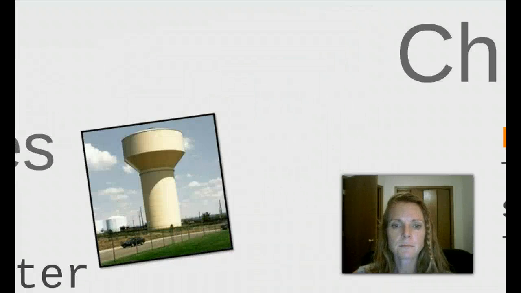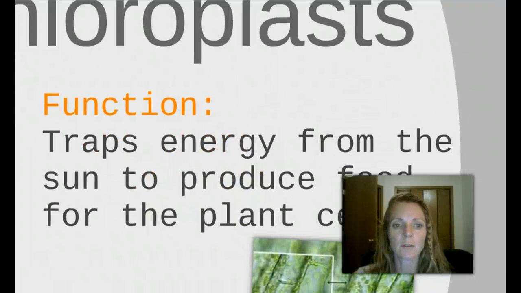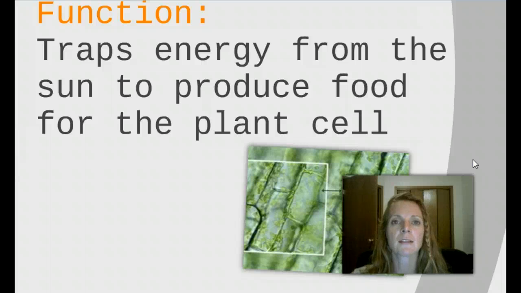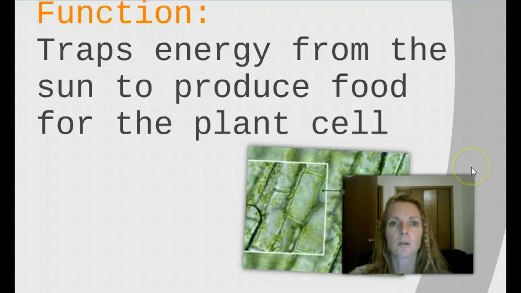Brilliant. Okay, chloroplasts. We know a lot about chloroplasts. Only plant cells have chloroplasts, not animal cells. Function, traps energy from the sun to produce food for the plant cell. So we know that in these chloroplasts we have chlorophyll, which is that pigment. And within the chloroplasts you have these lovely little things called the thylakoids. They also look kind of like pancakes stacked on top. But ultimately that is where photosynthesis takes place. Within the chloroplast you have those thylakoids, okay?